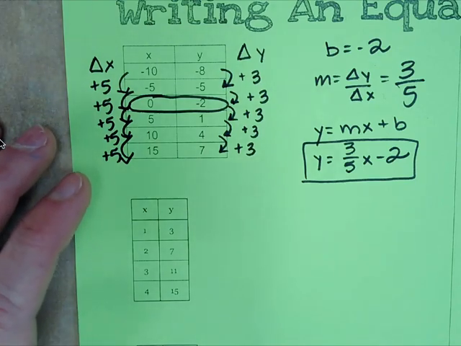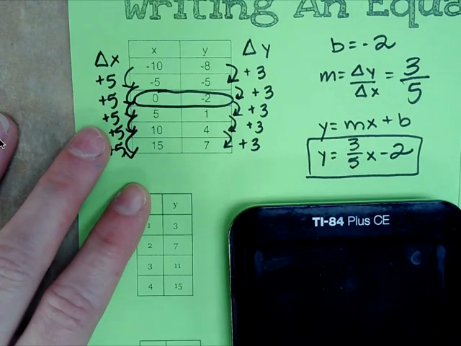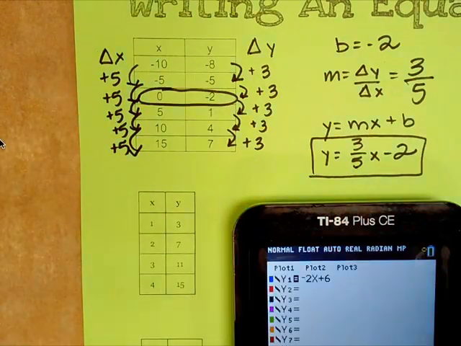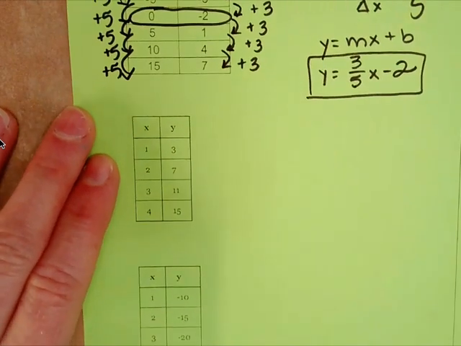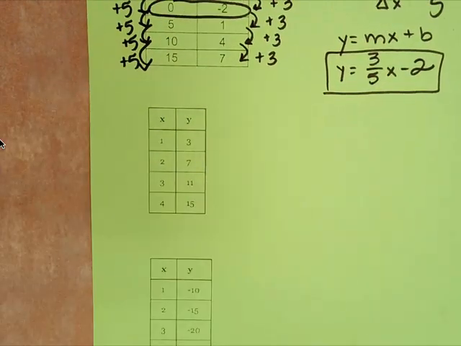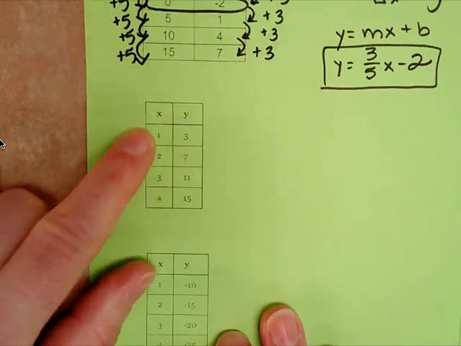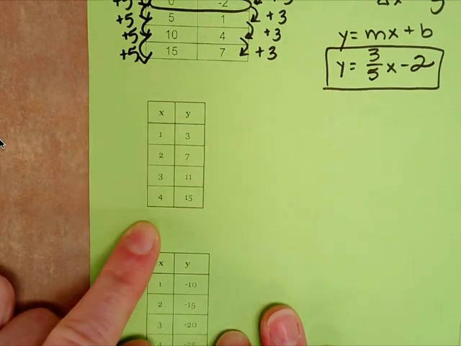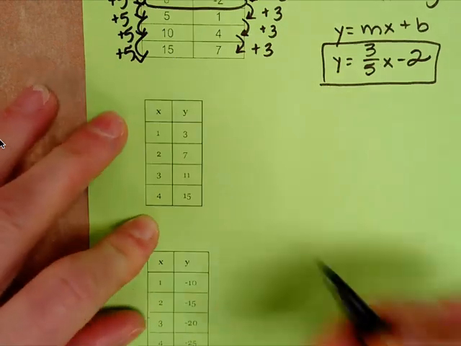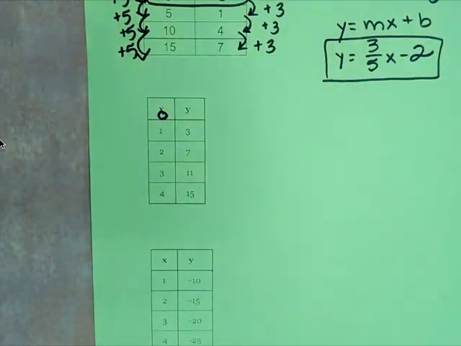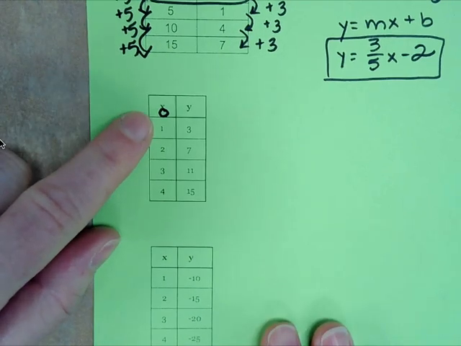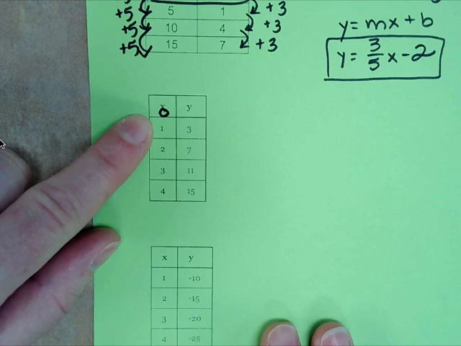Did you put it into y equals and check it? Okay, let's go to the next one. The y-intercept. Do we have a y-intercept? No. Where would 0 be along the axis? On the top? Yeah. So let's put it right here. We don't know what the y value is, but we know that's where an x value of 0 would be. We've got to find it.